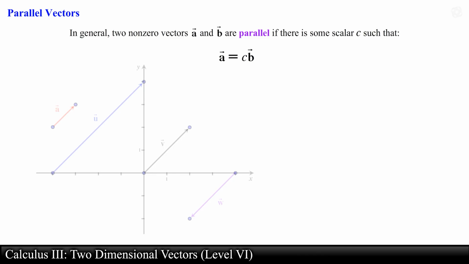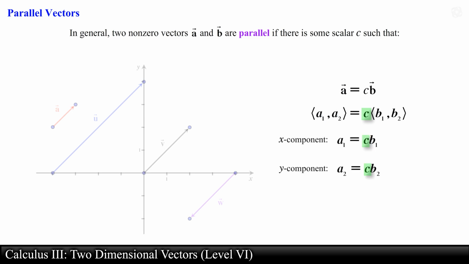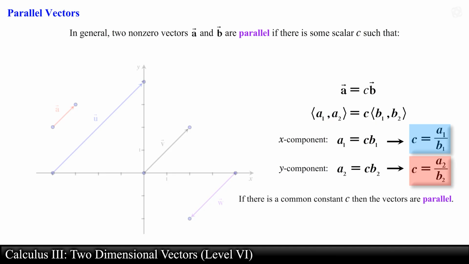Furthermore, you can algebraically determine if two vectors are parallel from one another by finding a constant c such that each of the vector's components is a scalar multiple of the second vector's components. This can be done by solving for the constant c for each of the expressions that relate the vector's components. If there is a common constant c, then the vectors are parallel. On the other hand, if you don't manage to find a common constant c, then the vectors are not parallel.